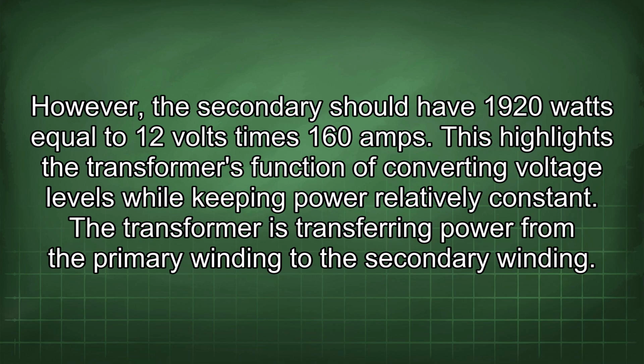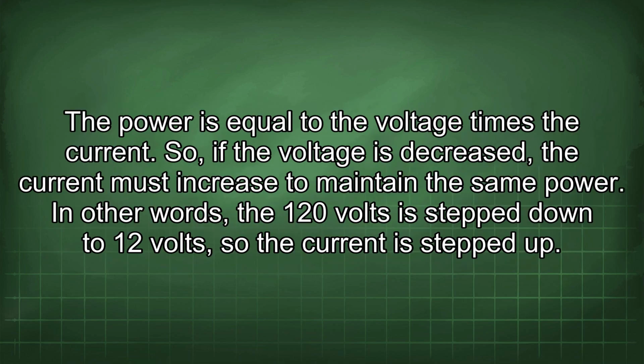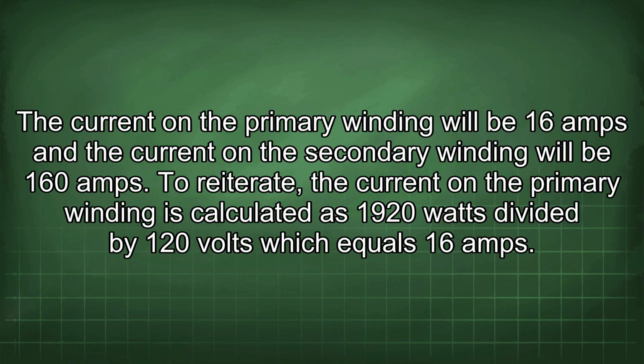The transformer is transferring power from the primary winding to the secondary winding. The power is equal to the voltage times the current. So, if the voltage is decreased, the current must increase to maintain the same power. In other words, the 120 volts is stepped down to 12 volts, so the current is stepped up. The current on the primary winding will be 16 amps and the current on the secondary winding will be 160 amps.